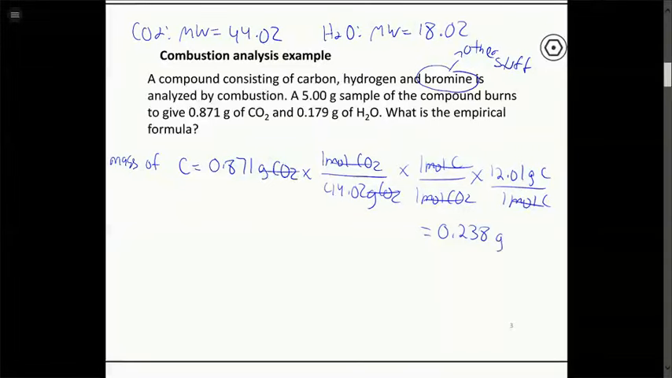0.238 grams of carbon. Another way to think about this is we know that CO2 has a certain mass percentage of carbon. And so we're figuring out if we have 0.871 grams of CO2 with a certain mass percent carbon, how much of that 0.871 grams consists of carbon itself.